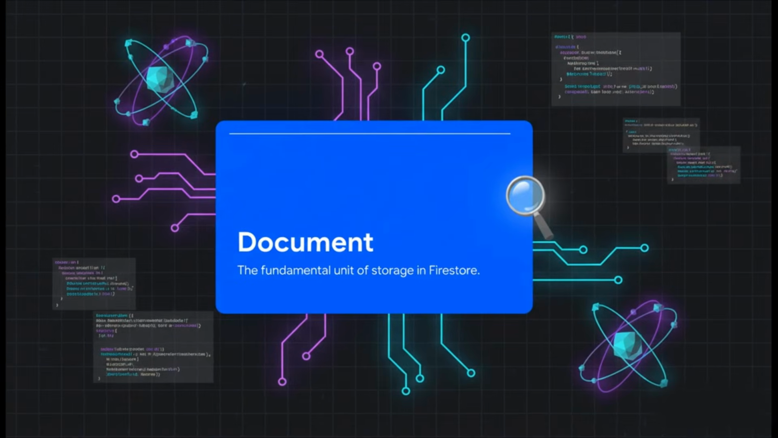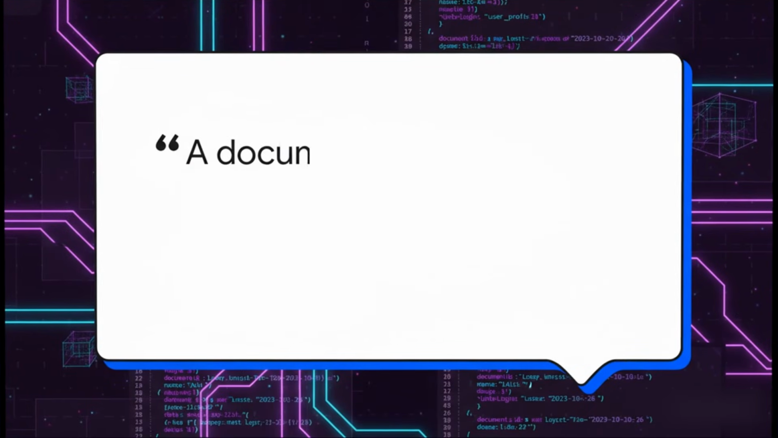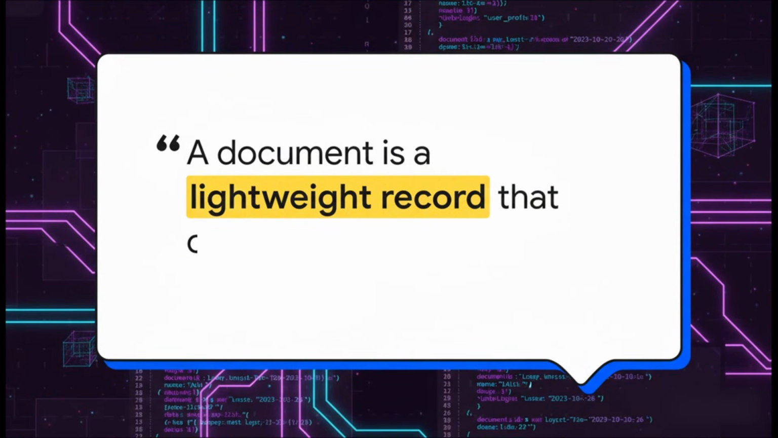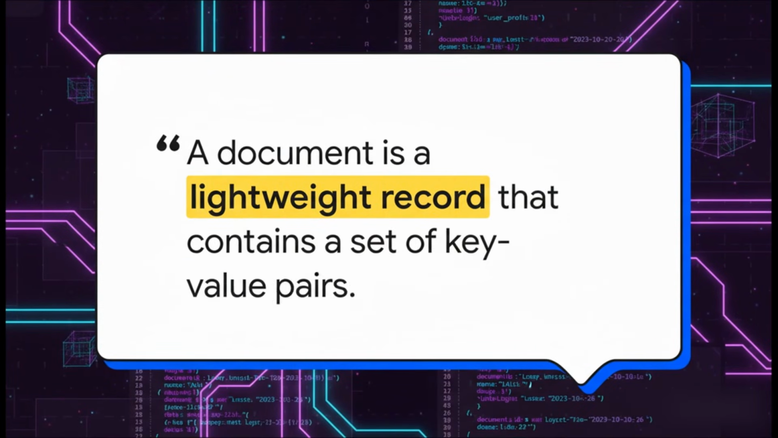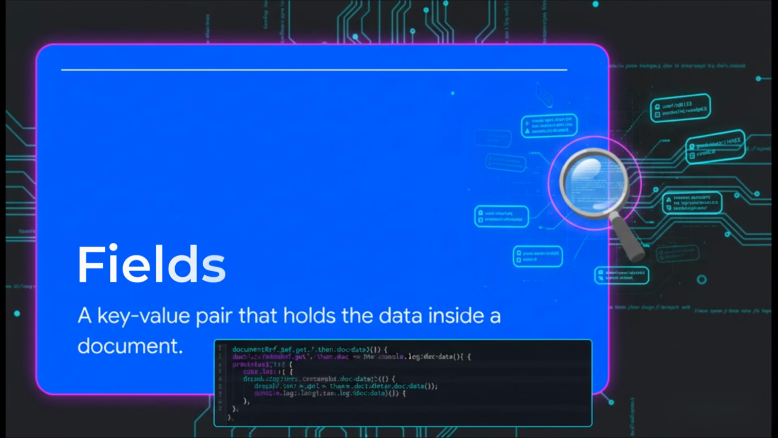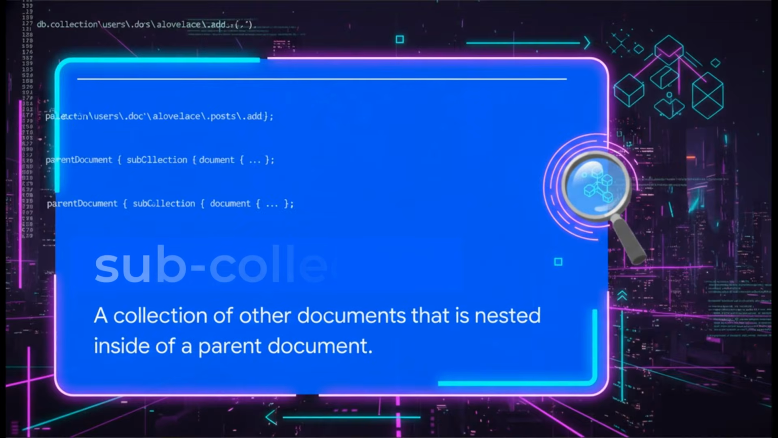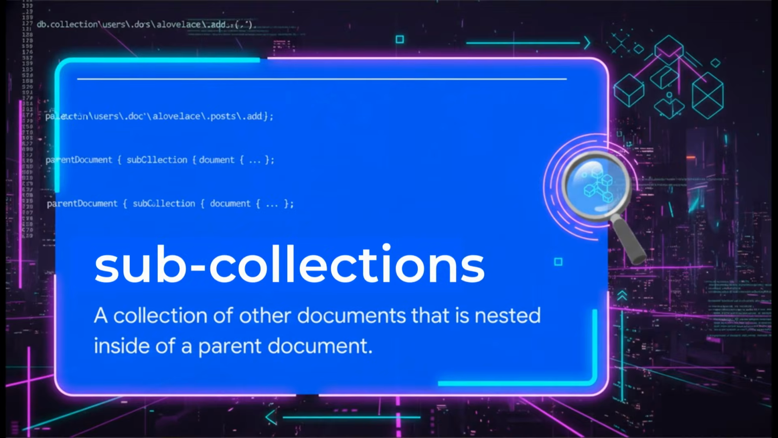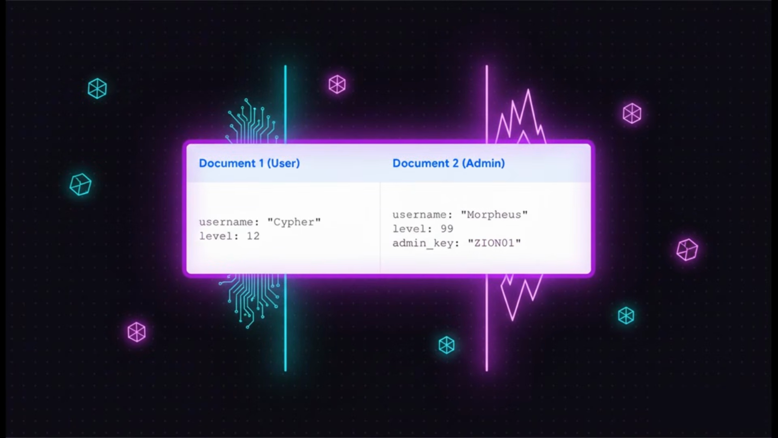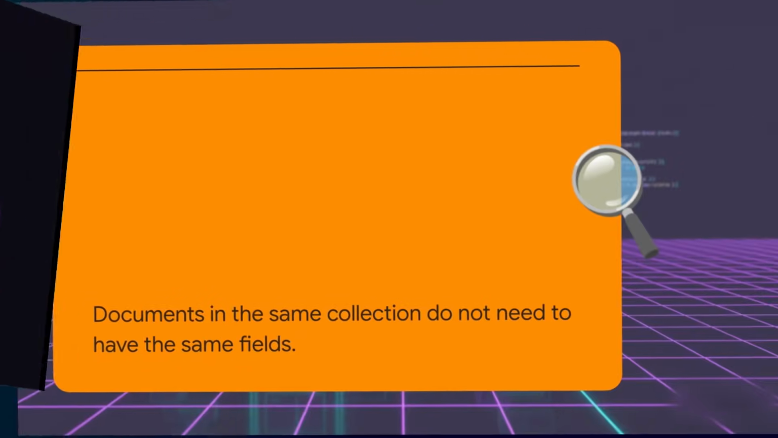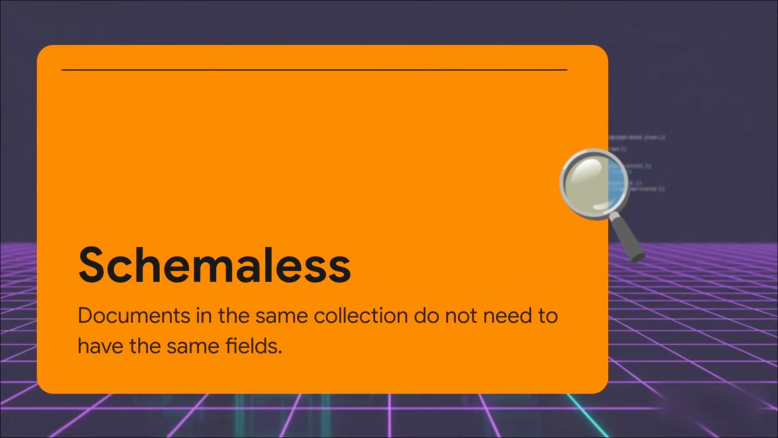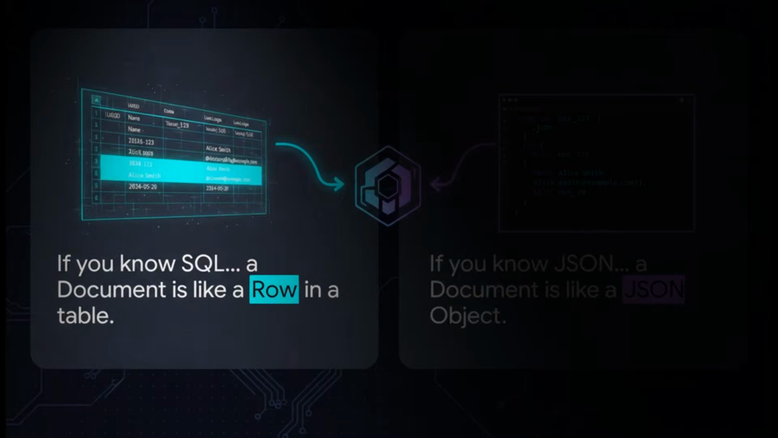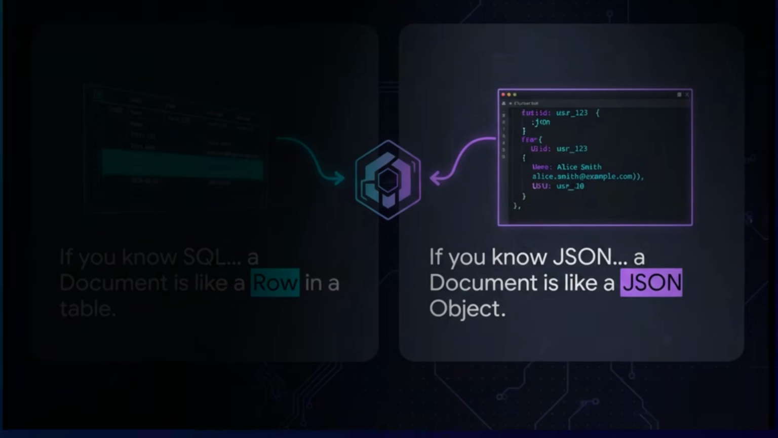A document is a fundamental unit of storage in Firestore. A document is a lightweight record that contains a set of key value pairs, which are called fields. A document can also contain sub-collections. Documents in a single collection don't have to have the same fields, which makes Firestore a schemaless database. Think of a document as a row in a table or a JSON object.